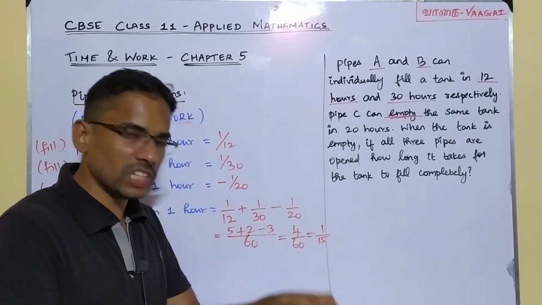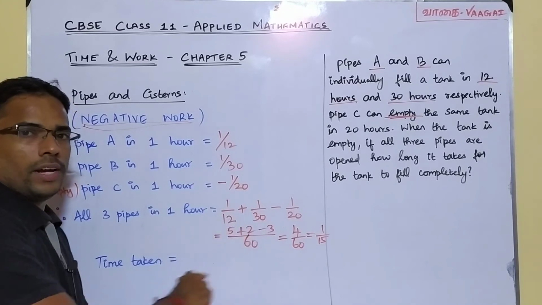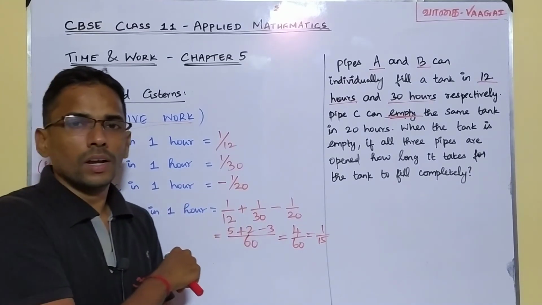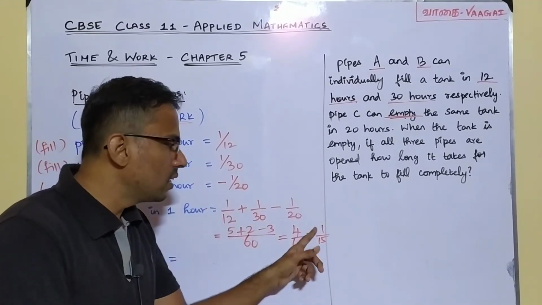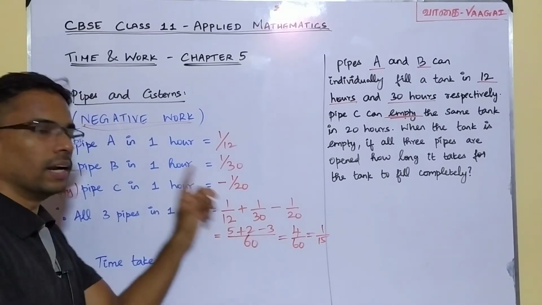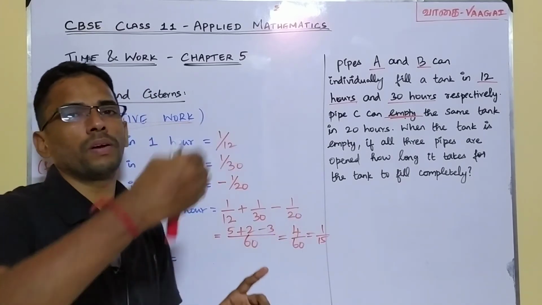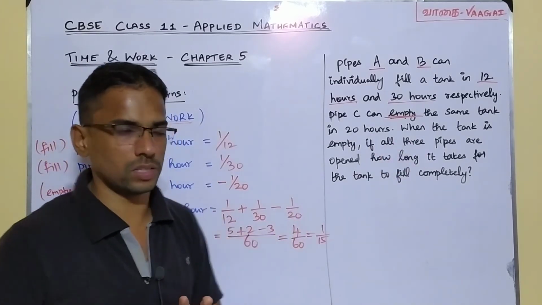So if in case we get a negative value, we can conclude that if all 3 work together, it will do a negative work. But here we get a positive value. So the thing is, overall in a net, if all three are working together, they can fill 1/15th of the tank. This is what it means.